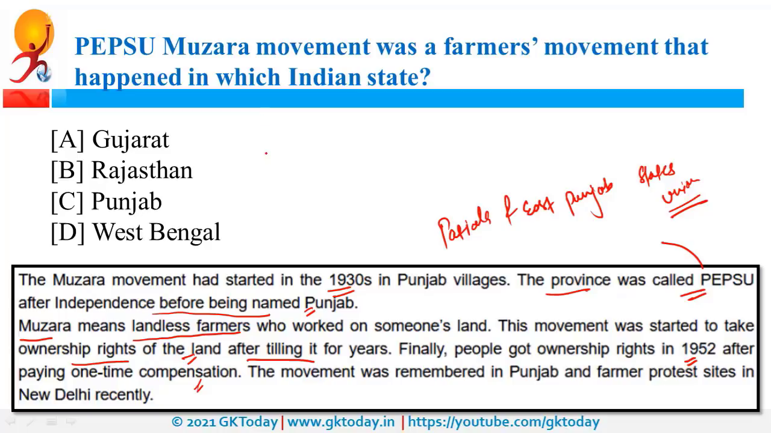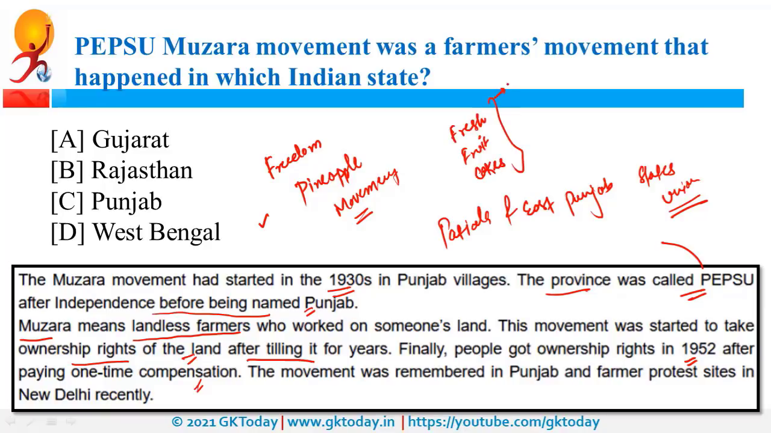Apart from this movement, a few other movements were in news recently. One is the Freedom Pineapple Movement. We already covered this movement in our last lecture. Answer in the comment box what is the objective of this movement. Apart from that, the Fresh Fruit Cakes movement was also in news. Answer in the comment box which state started this movement, or the people of which state started this movement.